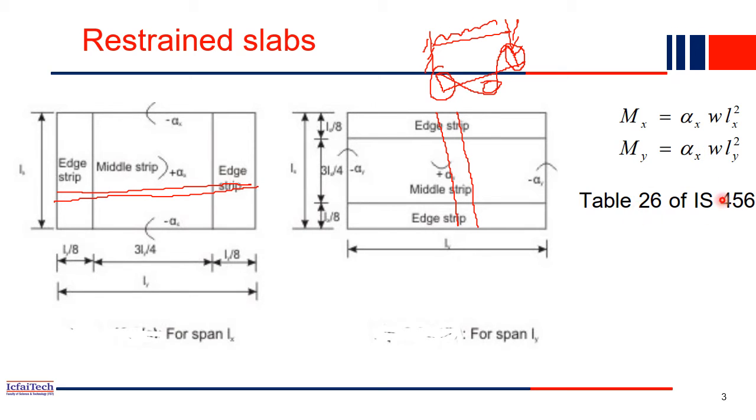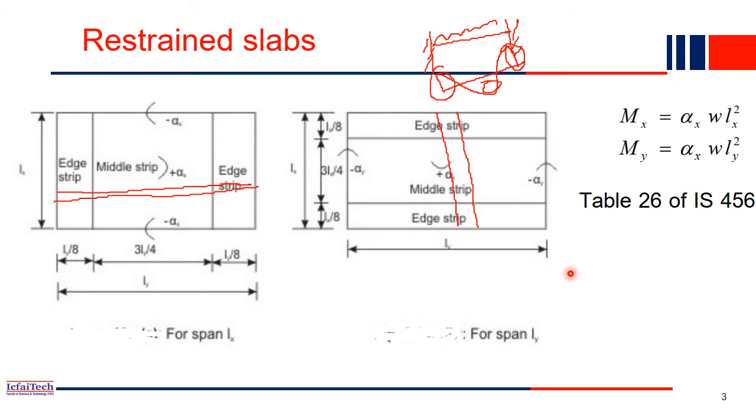The alpha y value you will get from this expression. Similarly, you plug in W, the total load coming on the slab, and Ly, the total length along the y direction. So once you know all this, Mx and My can be computed, and alpha x and alpha y can be obtained from Table 26 of IS 456.